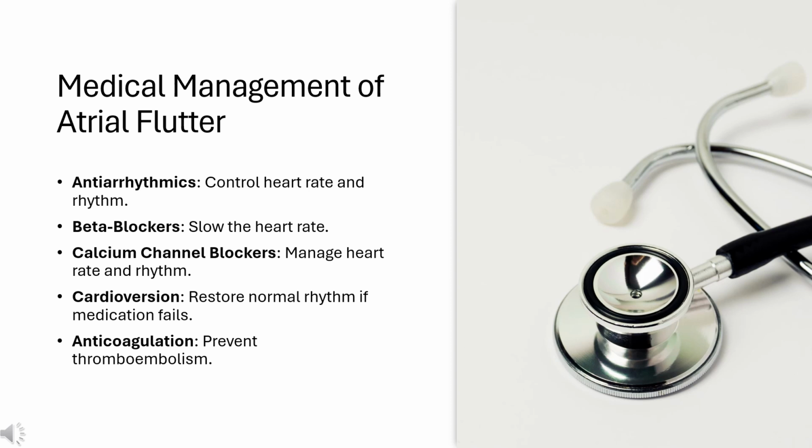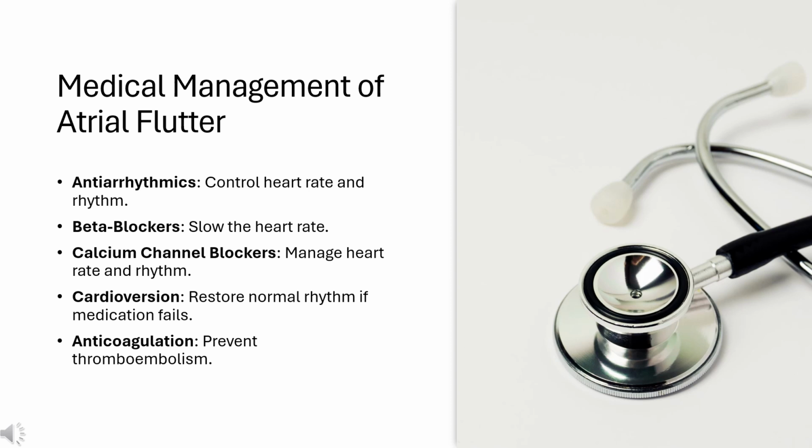Beta blockers inhibit the action of catecholamines, this is adrenaline and noradrenaline, on the beta adrenergic receptors. This leads to a slower heart rate. Examples are metoprolol, atenolol, and propranolol. And you know what I'm going to say now. Make sure you have med cards. These slow the heart rate and it helps to improve symptoms and can prevent complications such as heart failure.